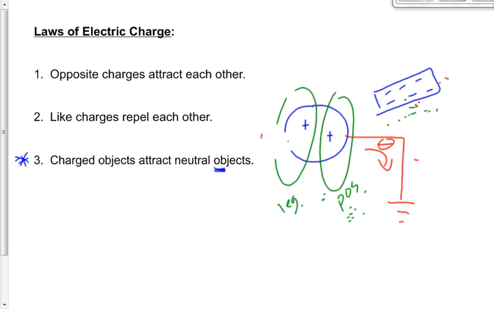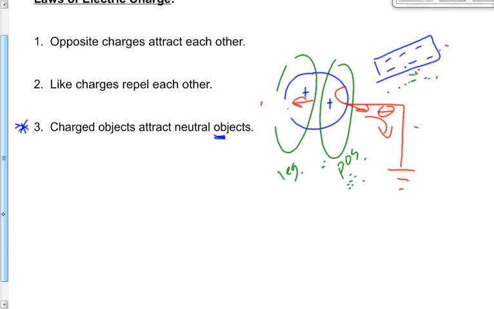So they're going to be pushed not over here. They're going to be pushed down here and into the ground. So we get the exact same effect. It doesn't matter where you touch it with the ground wire. We get the exact same effect. Does that make sense? All right. While we're on that, let's draw another picture here. Once again, we got a neutral object, but this time we're going to bring a positively charged object nearby.